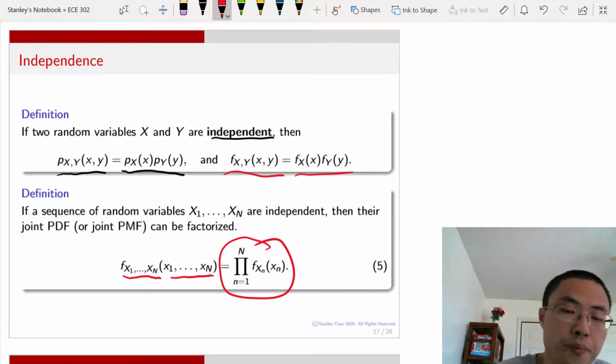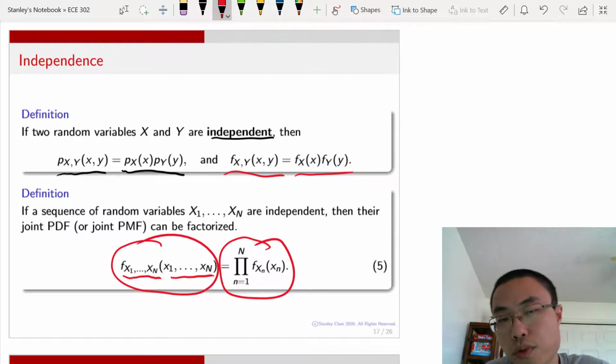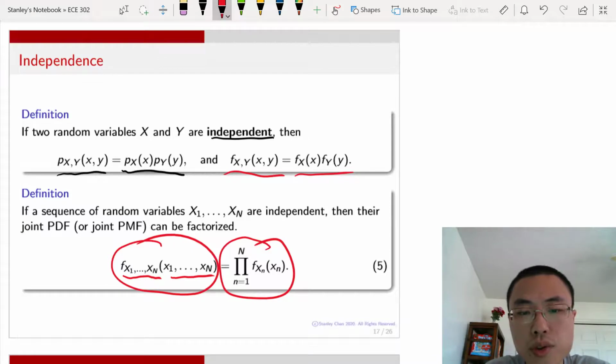Why? Let me show you why. Here is an n-dimensional distribution. If you ever want to calculate an event, what do you need to do?